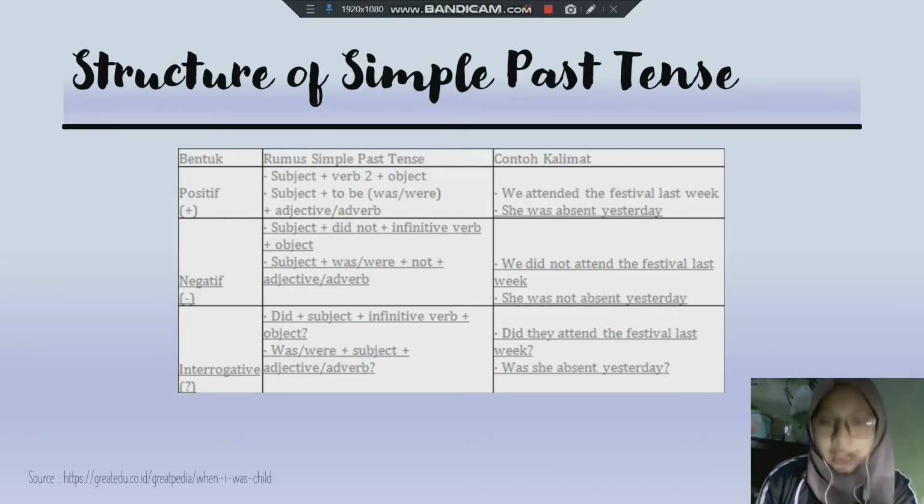And for the interrogative, did plus subject plus infinitive verb plus object. For example, did they attend the festival last week? And was or were plus subject plus adjective or adverb. Was she absent yesterday?